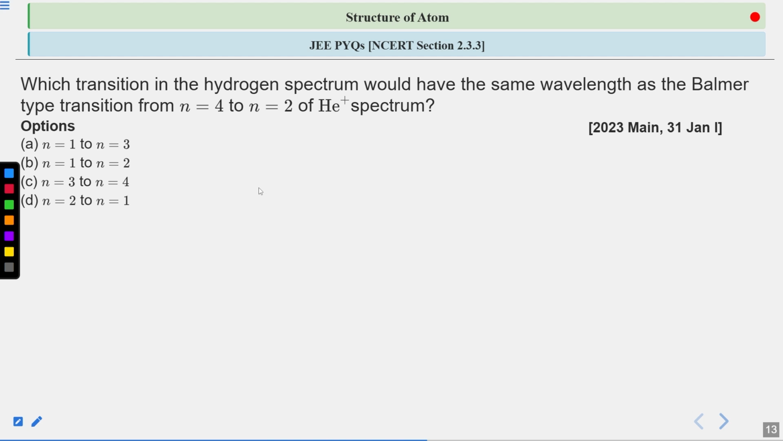Our next one. This is a question from the NCERT section 2.3.3. The question is saying: which transition in the hydrogen spectrum would have the same wavelength as the Balmer type transition from n equals 4 to n equals 2 of the He plus spectrum? There are multiple transitions given: from 1 to 3, from 1 to 2, from 3 to 4, and from 2 to 1. This was asked in the 2023 Mains examination on 31st of January in the first shift. Your time to solve the question starts now.